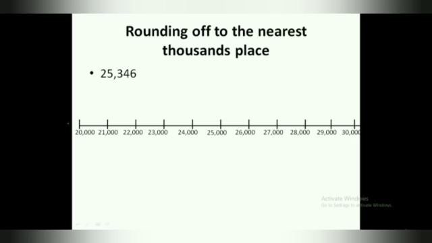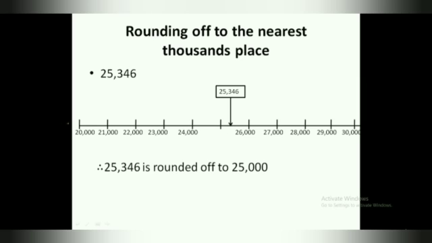Now 25,346 will come between 25,000 and 26,000. Now 25,346 is nearer to 25,000. So you can see that arrow mark, which is the nearest number. So when you estimate 25,346, it will be rounded to 25,000.